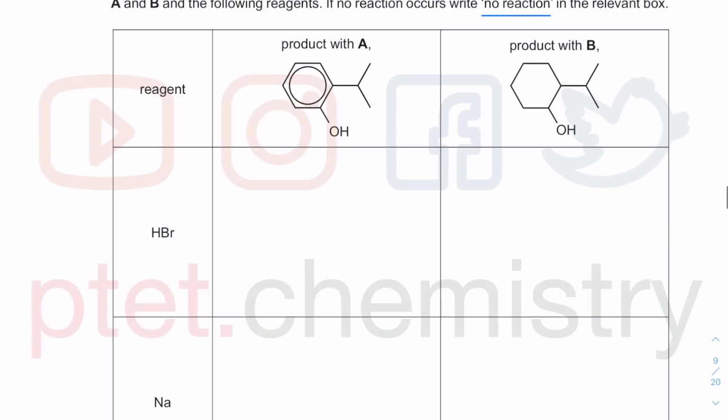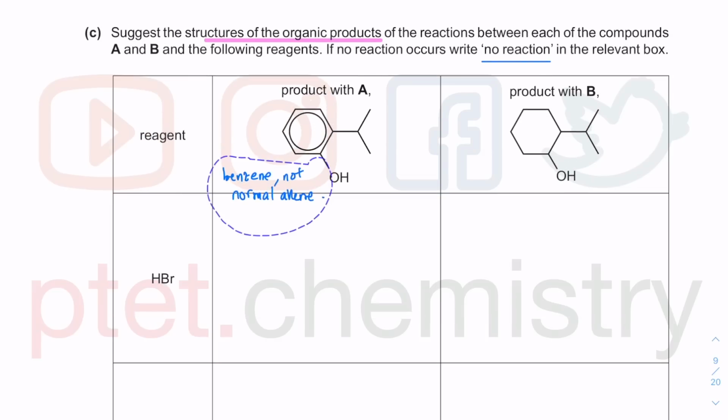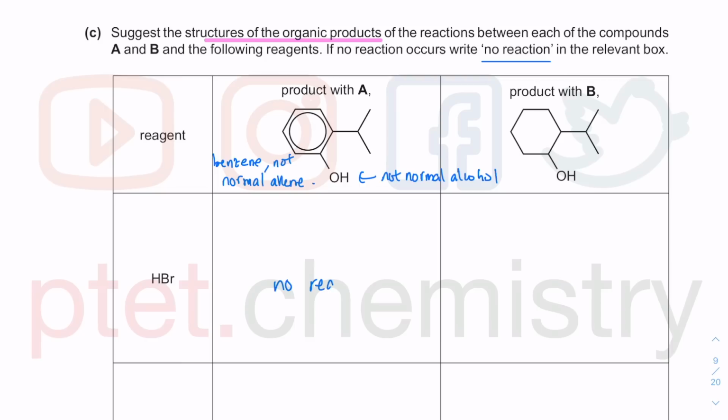Okay, this one can react with normal alkene. What you have here is not normal alkene. What you have here is benzene, not normal alkene. So if you don't have a normal alkene, you are not going to get a reaction there. But we also know that we can do substitutions of OH with HBr there, but this is not a normal alcohol. This is a phenol. So we can't replace this OH and become a halogenoalkane. So we would just say no reaction here.